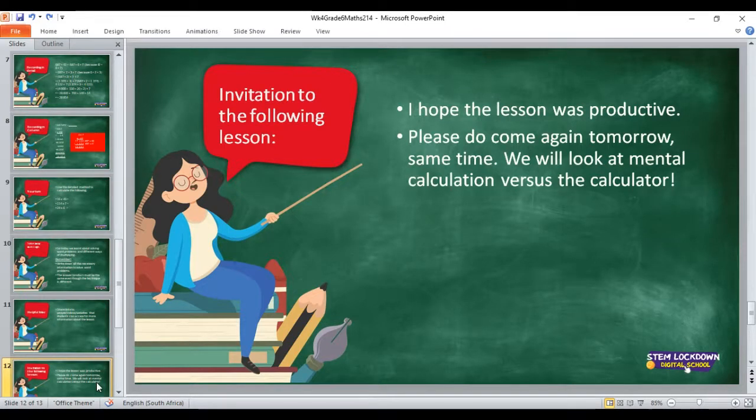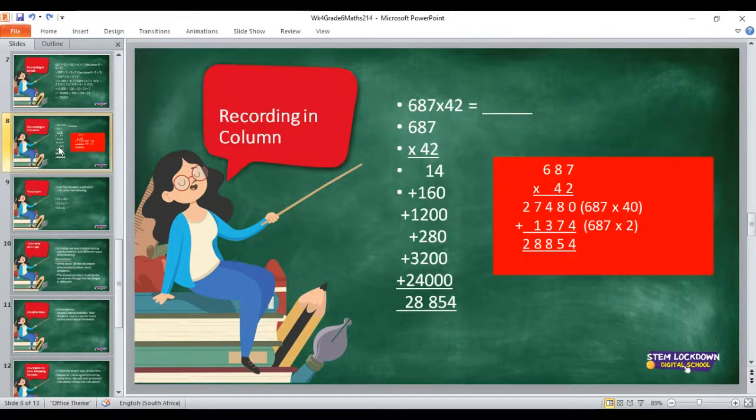Tomorrow we will look at mental calculations versus the calculator, because sometimes with our mental calculation we can give the incorrect answer. Or rather, with the calculator, if we use it incorrectly, it will give us the incorrect answer. So tomorrow we will look at that. However, I would also like us to look at the vertical recording. Today we looked at detail recording and also column recording. So tomorrow I want us to look at the vertical recording.